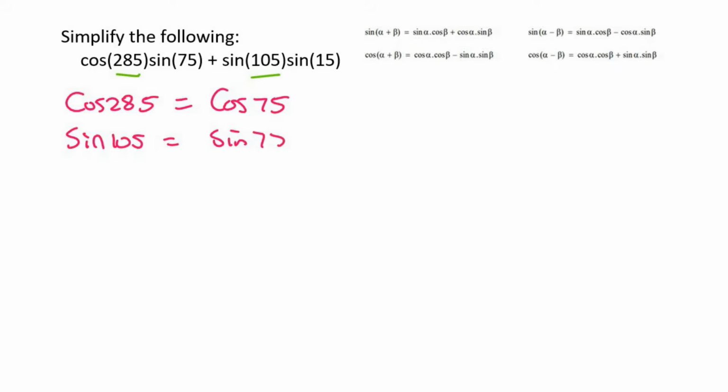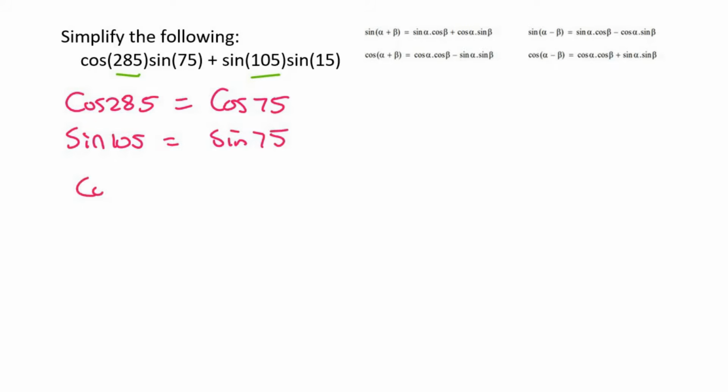So here what we should identify first is that this number and this number are a little bit too big. As soon as it's above 90, you need to reduce. That's where the CAST diagram from grade 11 comes in. And so if we had to use the CAST diagram, the cos of 285 would end up equaling the cos of 75. Pause the video if you need to and make sure you get to the same answer there. And then the sin of 105, well, that would just become sin 75.